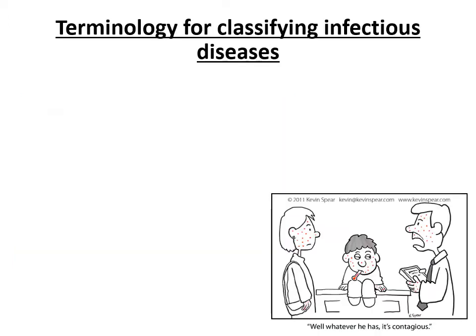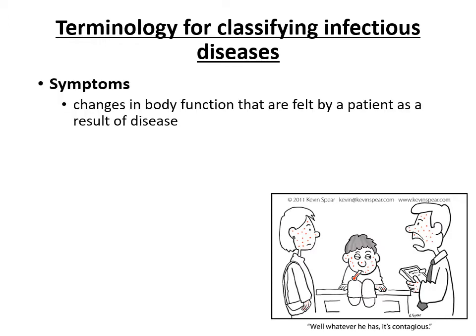Now, when we talk about these various infectious diseases, there's some terminology that you'll come across. This is another one of those slides where I say, I'm sure at one point or another, you've all used these terms or heard these terms, but you may not have known the true distinguishing aspects of the terms, or even if you were using them properly. So, the first term is symptoms. Your symptoms are the changes in your body function that are felt by a patient as a result of disease, meaning all of the things that you can visually see and feel due to having an infectious disease.